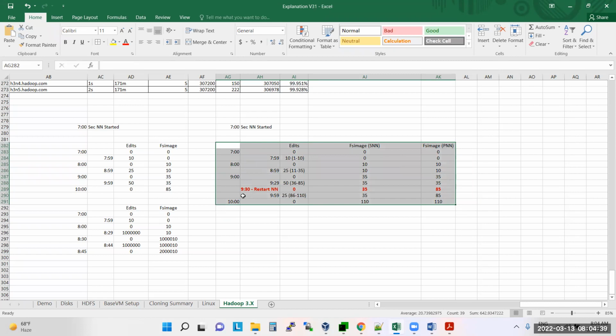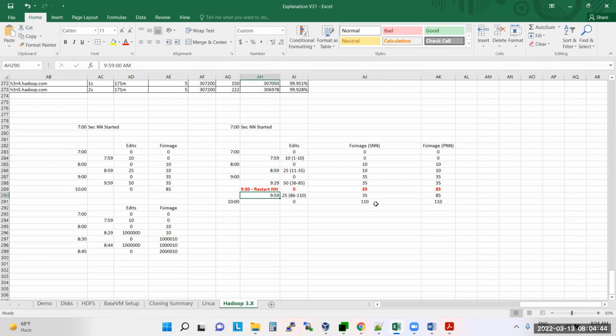So when the 10 o'clock checkpoint is happening at 9:59, what are the edits with the FSImage? 35. In the secondary name node, what are the edits? 35. But what are the later edits till 110? So it will take 36 to 110, and merge all into one. It will take 50 plus this 25, altogether 75 it will merge at a time. Got it?